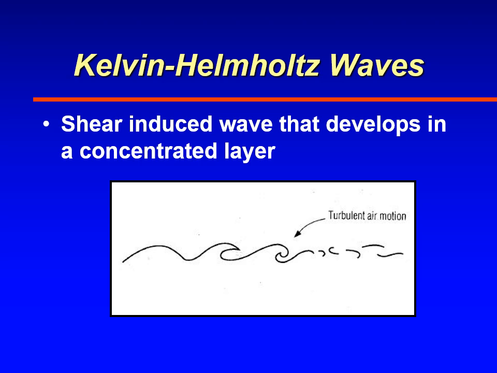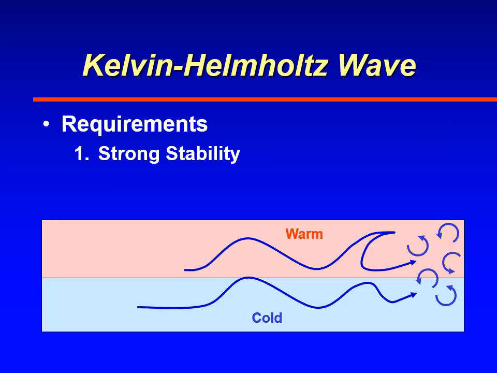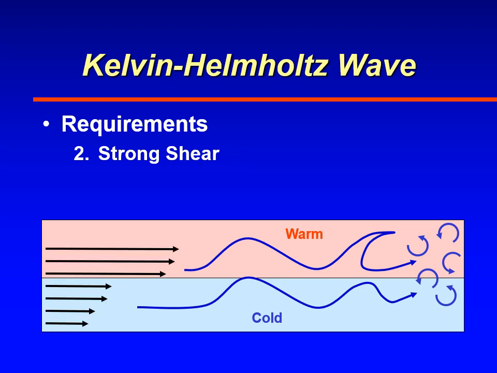Kelvin-Helmholtz waves are instabilities that develop in the atmosphere as a result of very strong shear and also stability conditions that will result in waves developing in the atmosphere. Typically, these waves are in very narrow layers of the atmosphere. So the requirements are the same requirements that you need for shear turbulence. You need strong stability and strong shear.